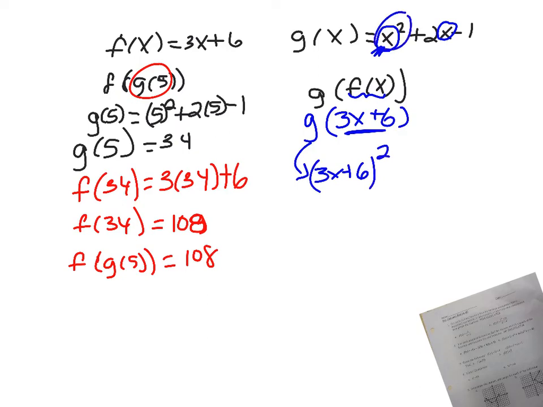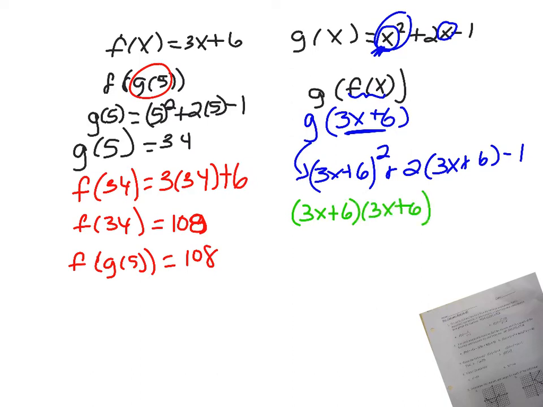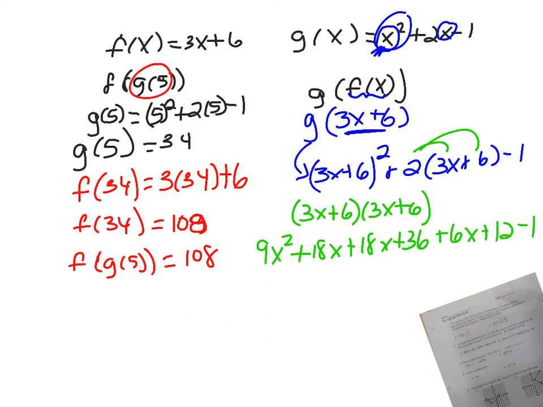It says to square your x, plus 2 times your x, which is 3x plus 6, minus 1. All right, so now I need to do 3x plus 6 times 3x plus 6. So I'm going to double distribute. So I get 9x squared plus 18x plus 18x plus 36. I'm going to distribute the 2, so I get 6x plus 12, and then I have minus 1.